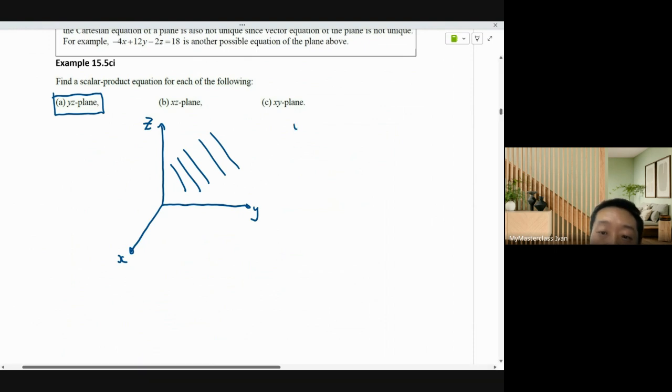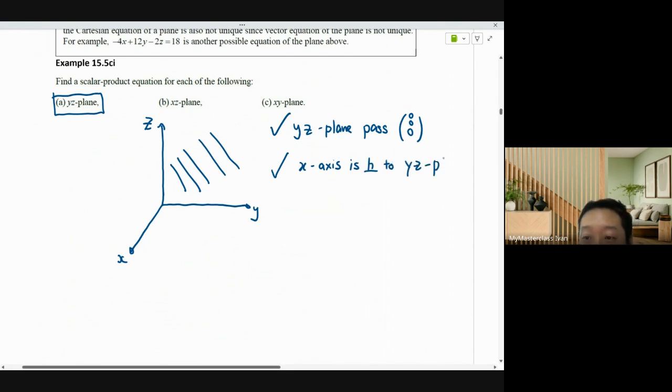The YZ plane will pass through 0, 0, 0. So that is one observation. As well, the x-axis is perpendicular to the YZ plane. So remember the x-axis has a direction vector of what? Jonas? Very good. So 1, 0, 0 is the normal.